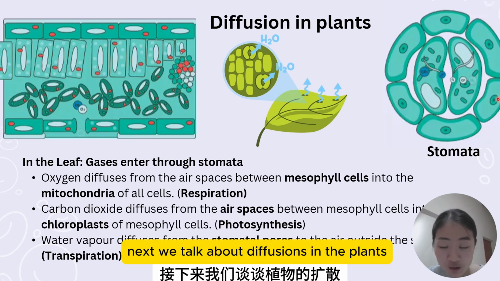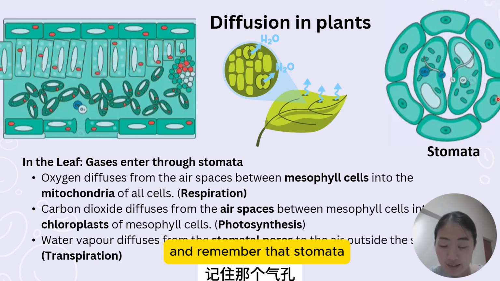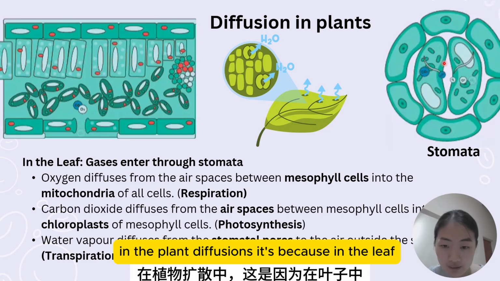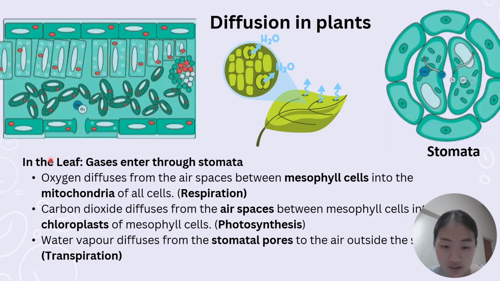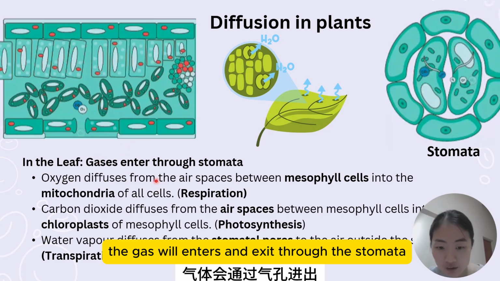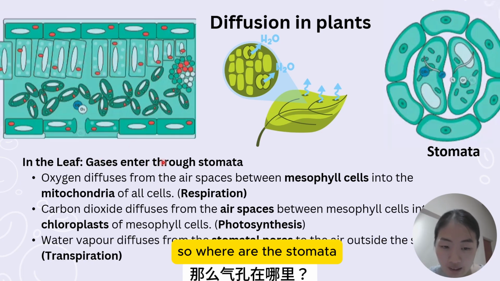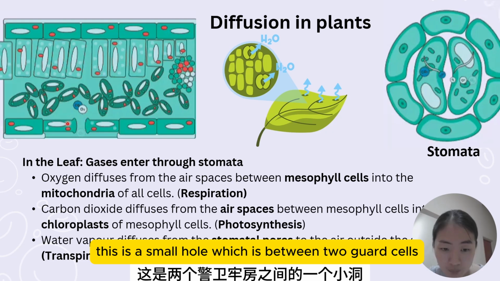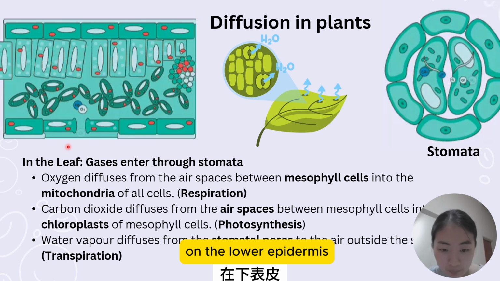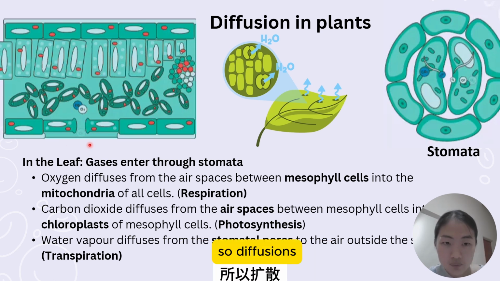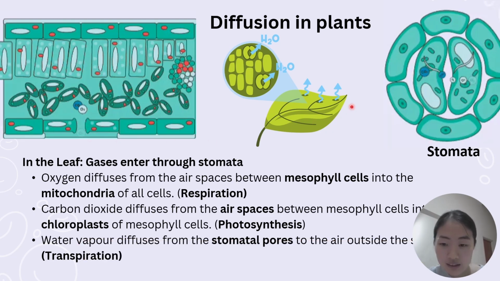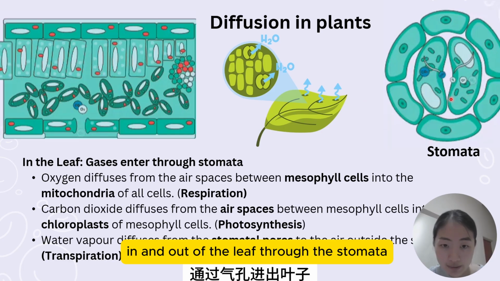Next, we talk about diffusion in plants. And remember that stomata play a very important role in plant diffusion. It's because in the leaf, the gas will enter and exit through the stomata. So where are the stomata? Stomata are found in this small hole. You can see, right, this is a small hole between two guard cells on the lower epidermis. So diffusion will control the movement of the gas and water vapor in and out of the leaf through the stomata.